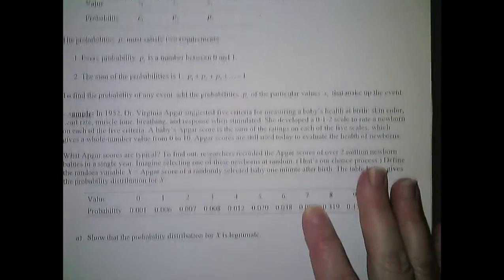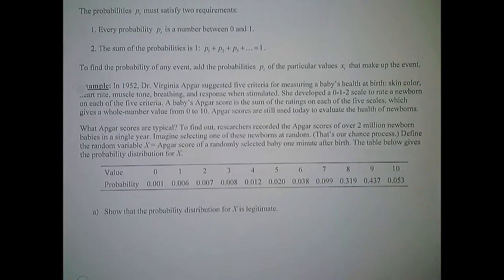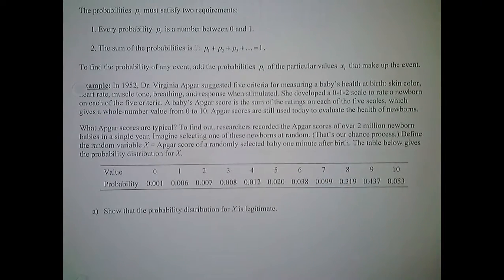So let's take a look at another example. It says that in 1952, Dr. Virginia Apgar suggested 5 criteria for measuring a baby's health at birth: skin color, heart rate, muscle tone, breathing, and response when stimulated. She developed a 0, 1, or 2 scale to rate each newborn on each of the 5 criteria. A baby's Apgar score is the sum of the ratings on each of the 5 scales, which gives whole number values ranging from 0 to 10. Apgar scores are still used today to evaluate the health of a newborn.